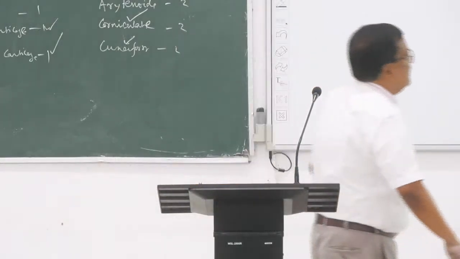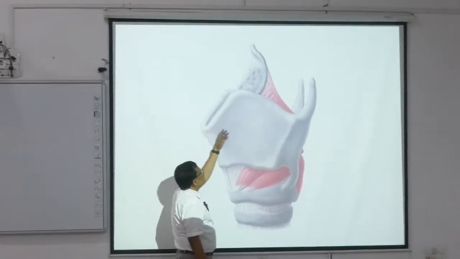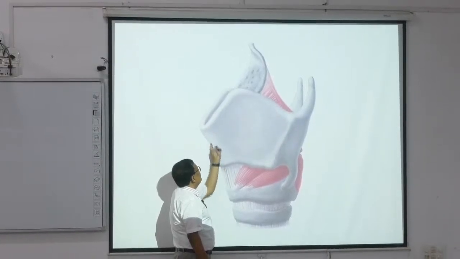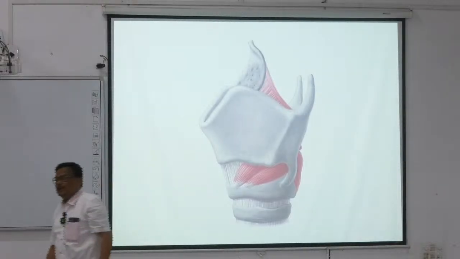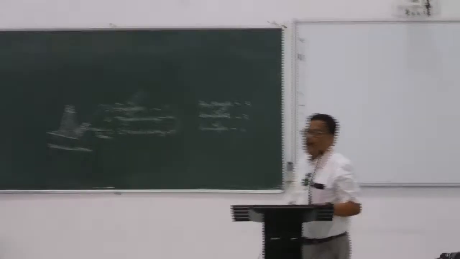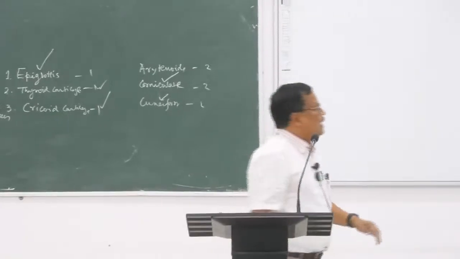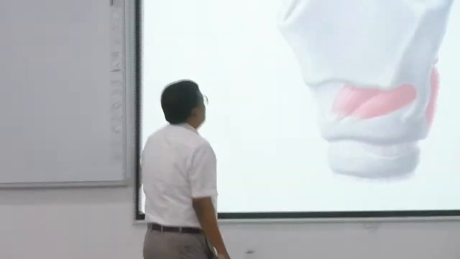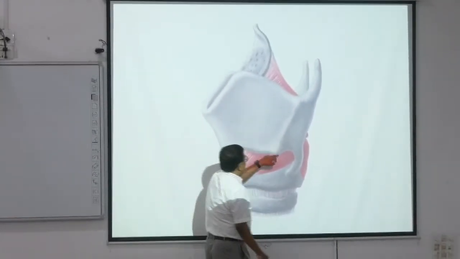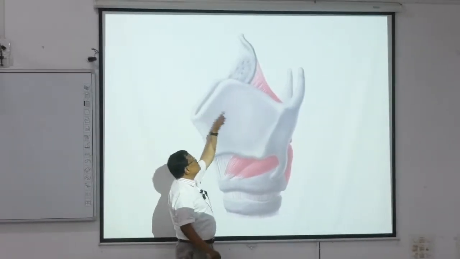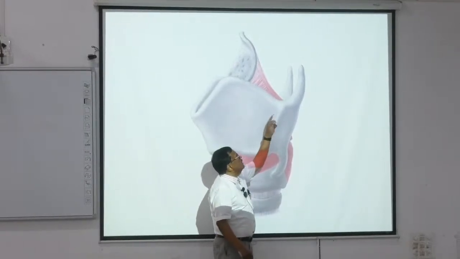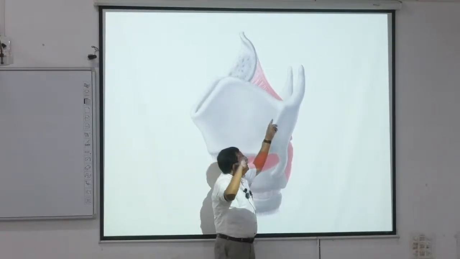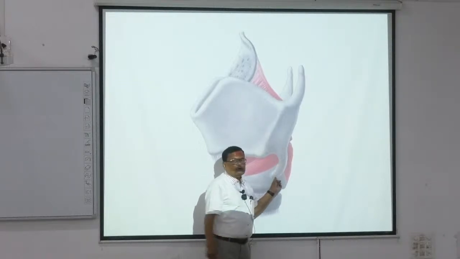The thyroid cartilage, I have already told you, has two laminae joined together by an angle, the thyroid angle, which is very prominent in a male. We call it the thyroid eminence or Adam's apple. And these laminae have a superior border and an inferior border. And from the posterior side, there are two horns, a superior horn and an inferior horn.